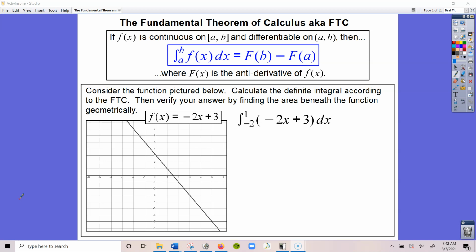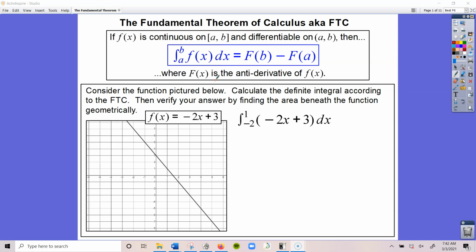Hey guys, today we're going to learn about the fundamental theorem of calculus, also called the FTC. What the fundamental theorem of calculus does is allow us to find the actual value of a definite integral. In the previous lesson on Riemann sums, we learned that we can use rectangles and trapezoids to estimate the area below the curve, bounded by the x-axis.